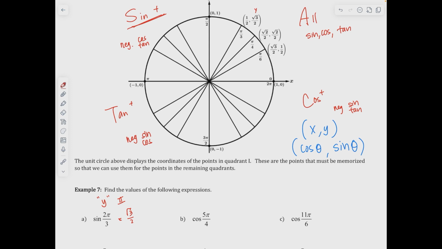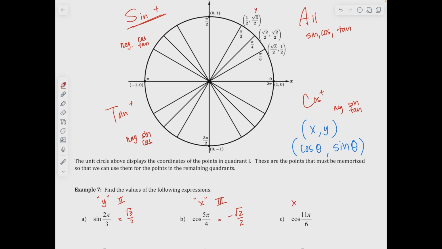For letter B, I'm doing cosine of 5 pi over 4. So cosine is the x value. 5 pi over 4 is in quadrant number 3. So that means that at 5 pi over 4, I know it's my root 2 over 2's, but it's going to be negative. So negative root 2 over 2.